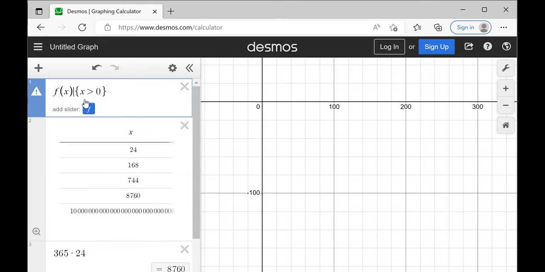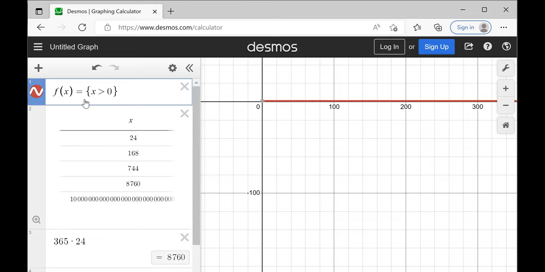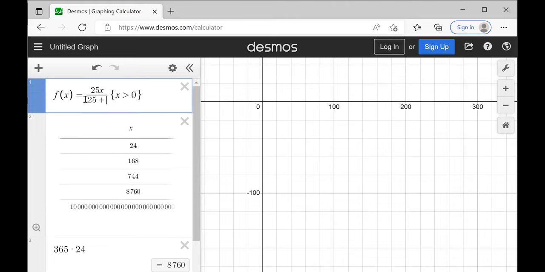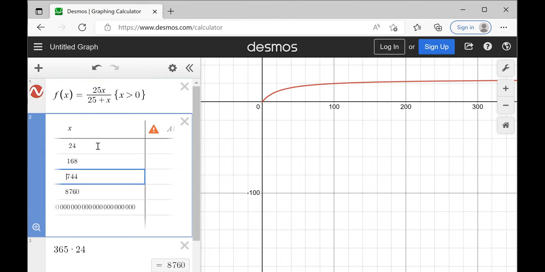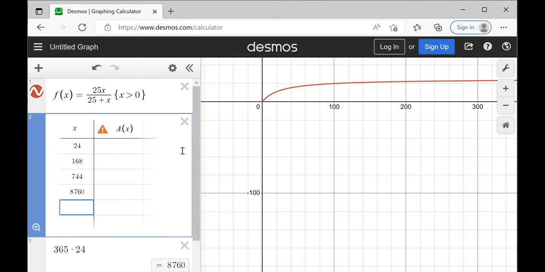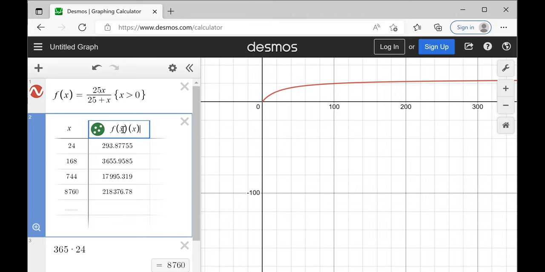If Desmos didn't like T, I assume it's not going to like D either. So let's go f of x equals 25x divided by 25 plus x. And here's x, let's kill that very last entry here. Here's f of x. And 25, which I gave as the limit, certainly seems plausible.